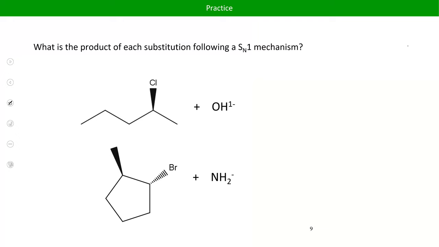All right, so let's try it. These two reactions.